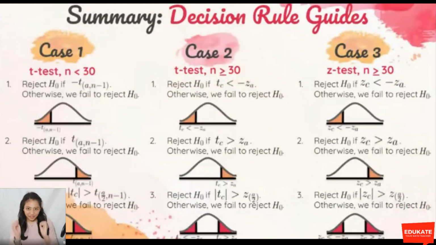So here is the summary for the decision rule guides. So case 1, case 2, case 3. Case 1, t-test, n less than 30. Case 2, t-test. Your sample size is large enough to invoke central limit theorem. So your n greater than or equal to 30. For case 3, you have z-test, n greater than or equal to 30. So you can pause the video here to take note of these decision rule guides because you will be following these for your t-test and z-test.